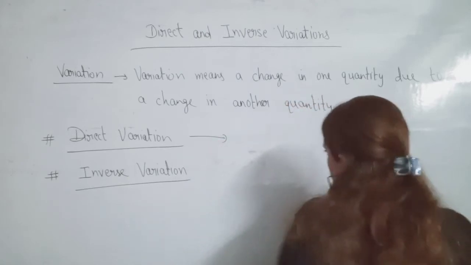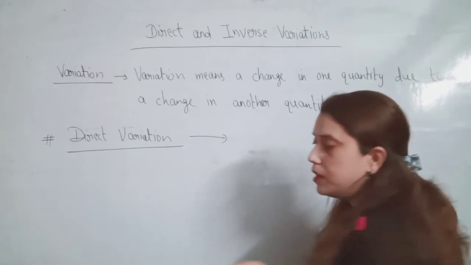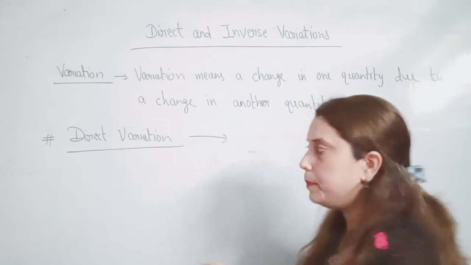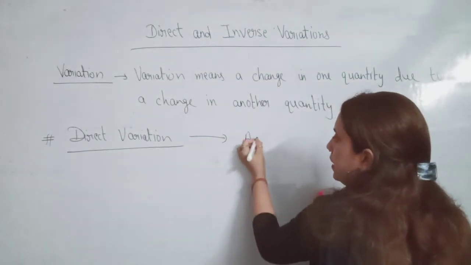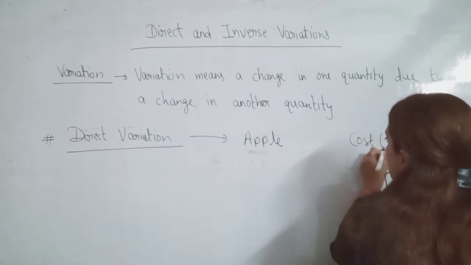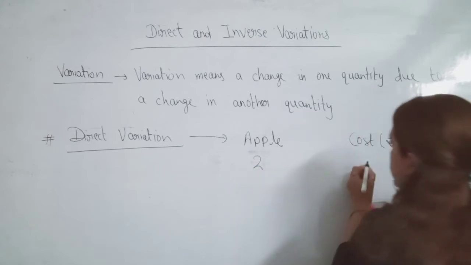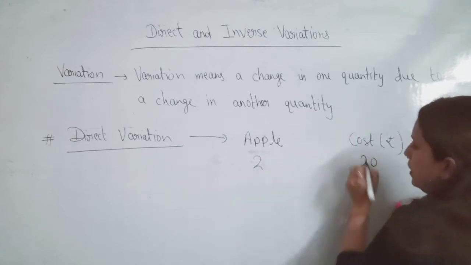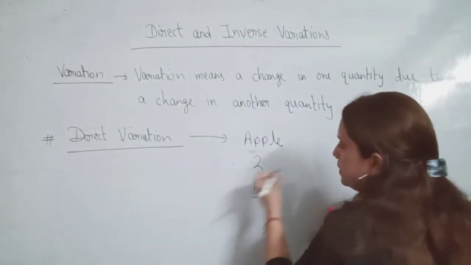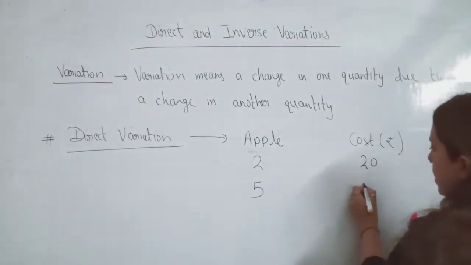Suppose the cost of two apples. The question is the cost of two apples. So what is given? One quantity is apple and the second quantity is cost in rupees. The cost of two apples is rupees 20. So what will be the cost of 5 apples? Let the cost of 5 apples be x.